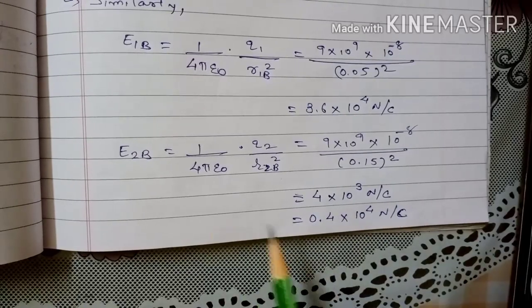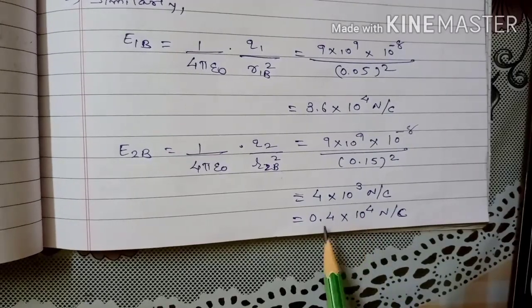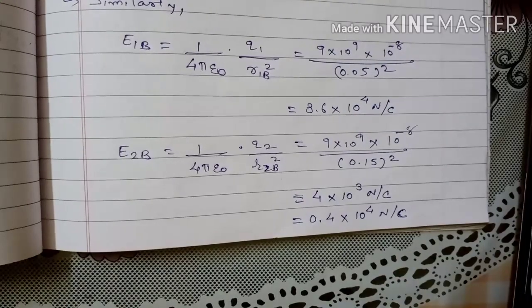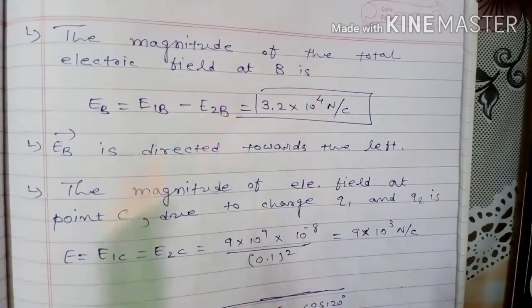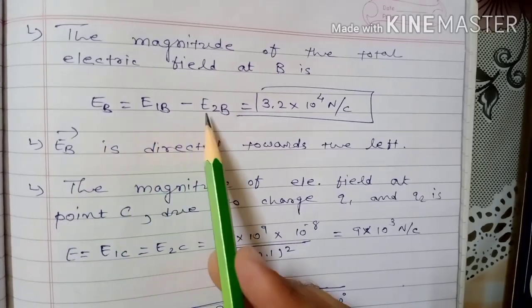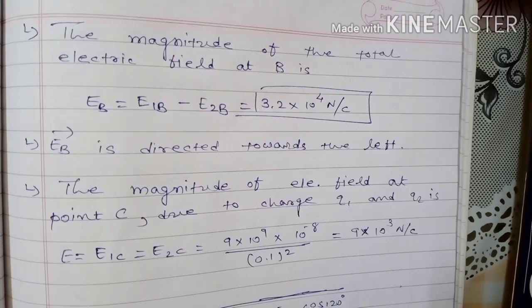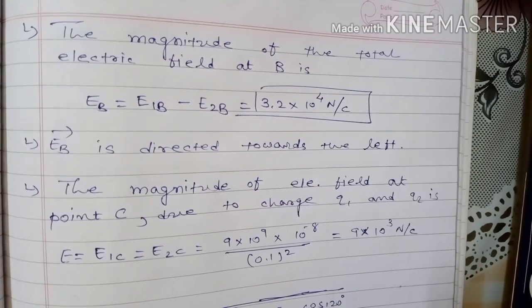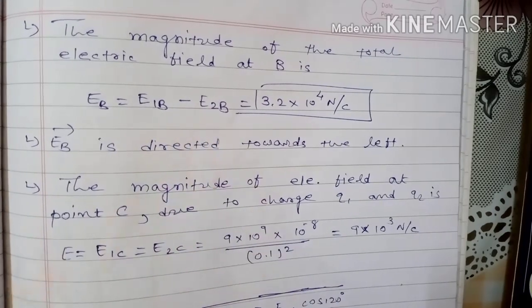If you want the electric field at point B in powers of 10 to the power 4, then it will be 0.4 into 10 raised to 4 Newton per Coulomb. The magnitude of the total electric field at B is EB equal to E1B minus E2B. Here E1B and E2B both are in the same direction, but E1B is greater than E2B. Therefore, we have to take E1B minus E2B.